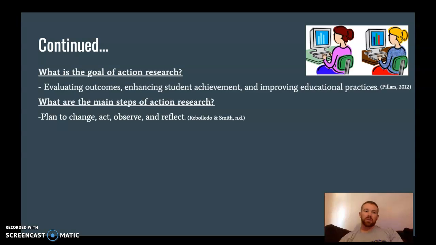What is the goal of action research? This is evaluating outcomes, enhancing student achievement, and improving educational practices. As good educators, we always want to be improving our instructional ability. And the main steps of action research are to plan to change, act, observe, and reflect. So once you've got that plan in place, you want to go ahead and start implementing it. And during the observation portion of it, you're always welcome to make some slight changes if you feel like you need to, and then you can continue and make your way to the reflection.